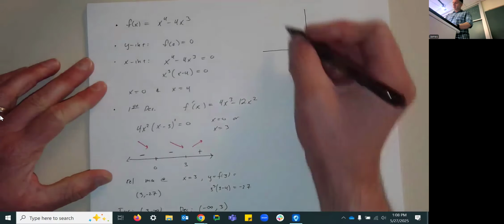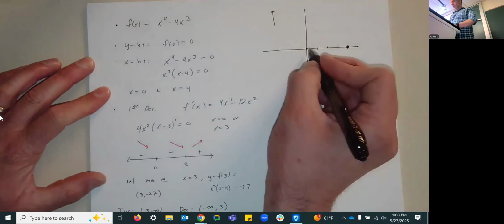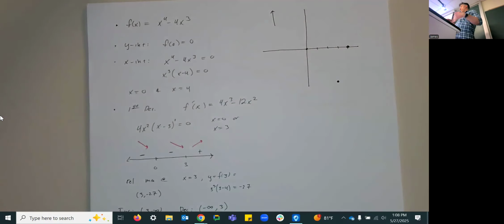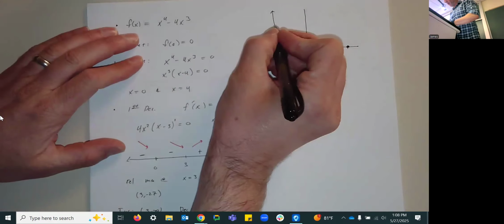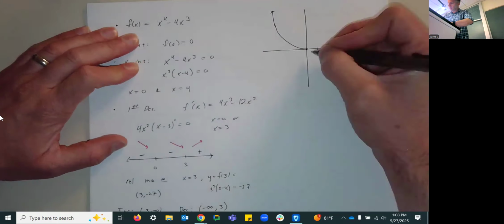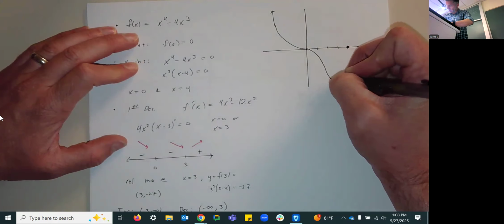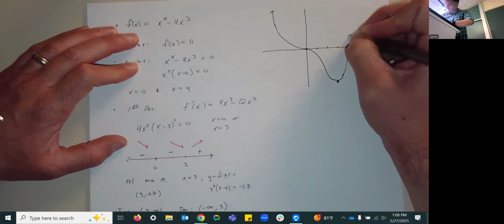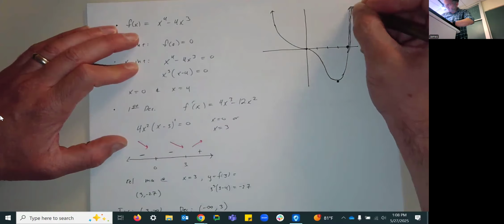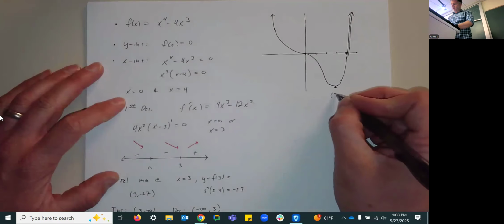It's going to come down this way. It's going to decrease. It's going to flatten out for just a moment, because at 0, even though it's not a relative minimum or relative maximum, it is the place where the derivative is equal to 0, which means the tangent line is horizontal there. So right there, it's going to look like that. And it's going to continue to decrease. And then it's going to bottom out and then increase like that. Whoops. Sorry. Got a little carried away there at the end. Here's my relative minimum at 3, -27.